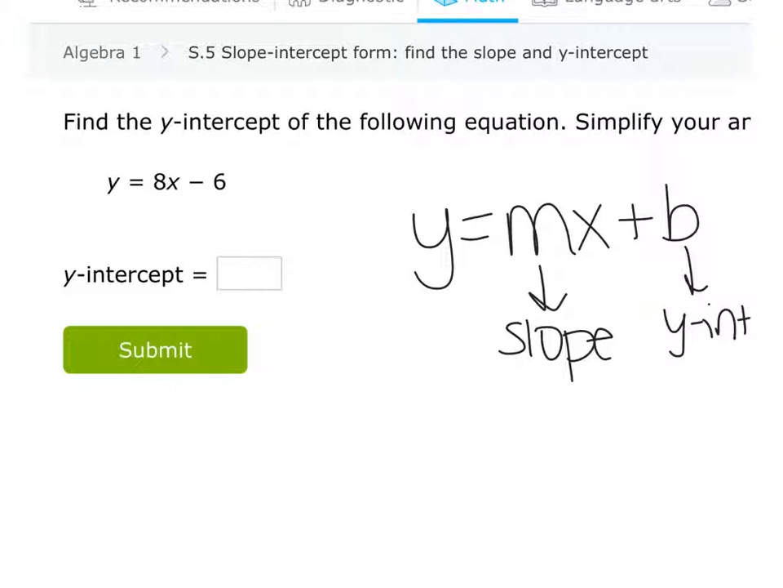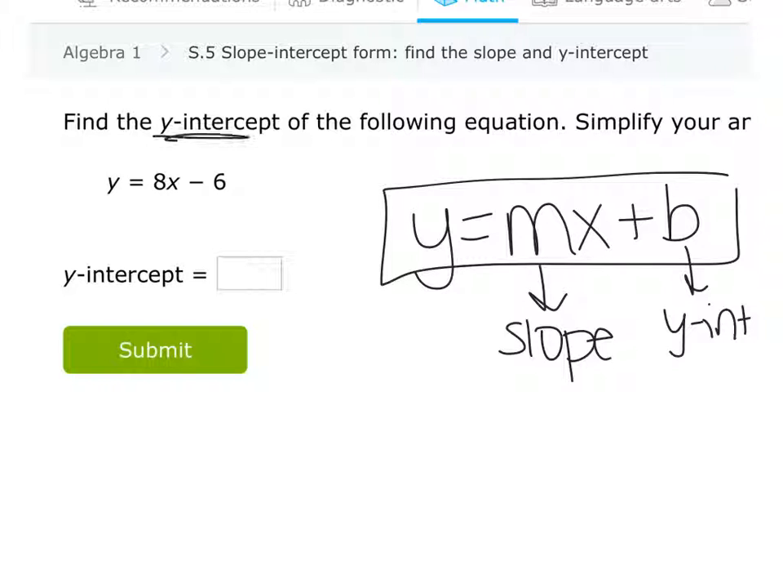In IXL S5, we're taking a look at the slope-intercept form, y = mx + b, where m is our slope and b is our y-intercept. In this IXL, it's very basic. We are identifying the piece that it's asking for.